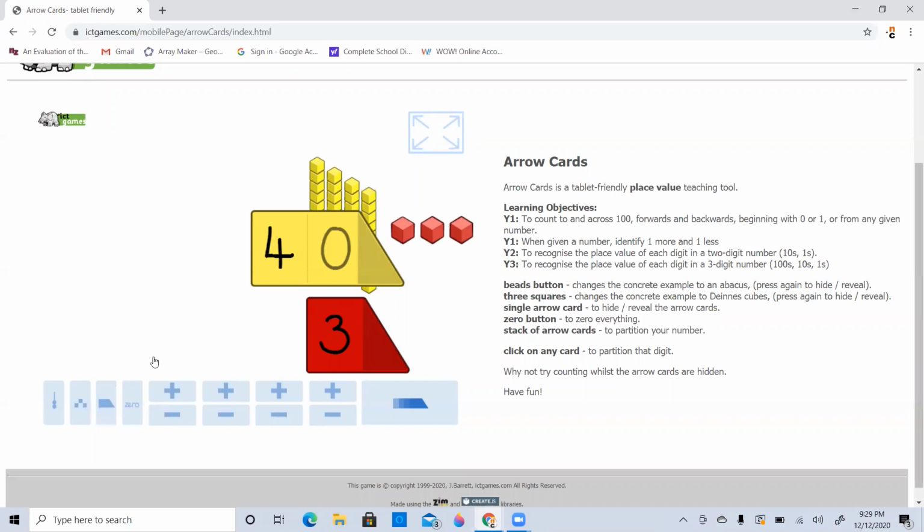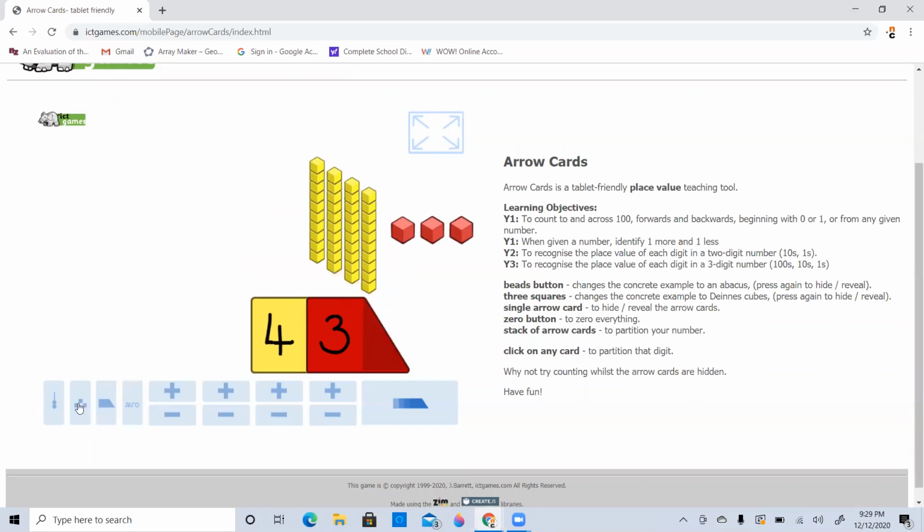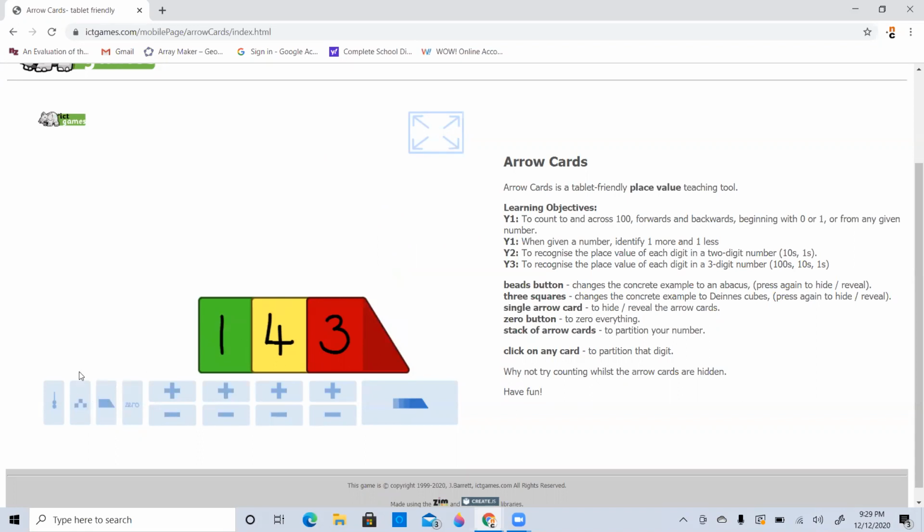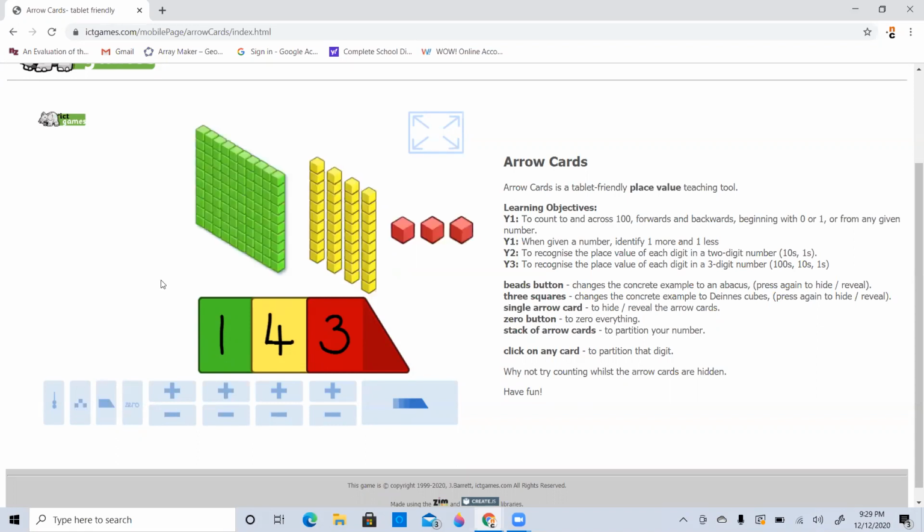All right, now what we're going to do is add a place value. And we now have the number 143. So let's take a look at what 143 actually looks like. Ready? Now take a look at this. That's called a 100 flat.